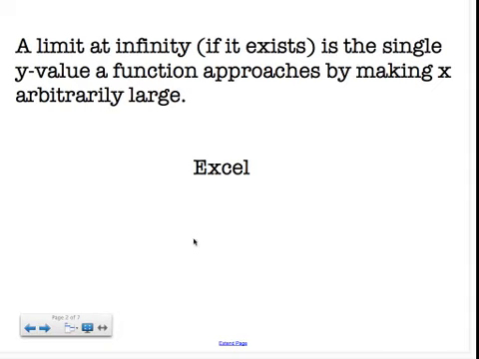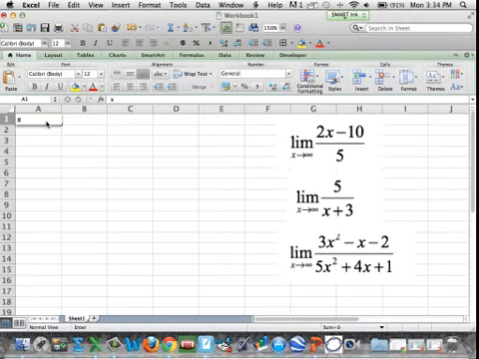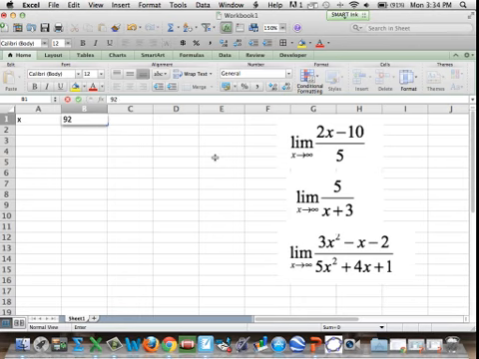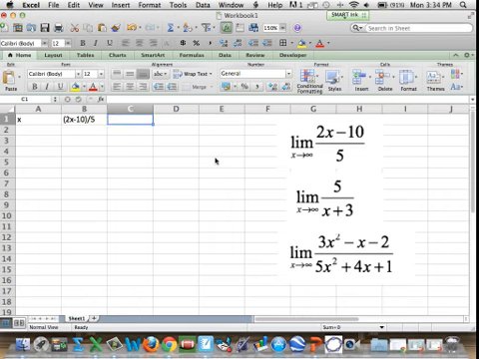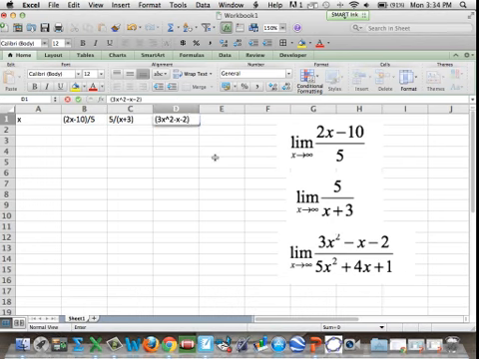Let's jump into Microsoft Excel and take a look at what things can happen when we try to do these kind of limits. I'm going to put in column A my x values, and we're going to look at three different limits at infinity, these three functions here. So I'll go ahead and label the columns for each function. The first one will be 2x minus 10 over 5. The second one will be 5 over x plus 3. And the last one will be 3x squared minus x minus 2 divided by 5x squared plus 4x plus 1.